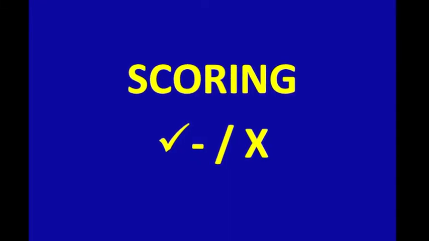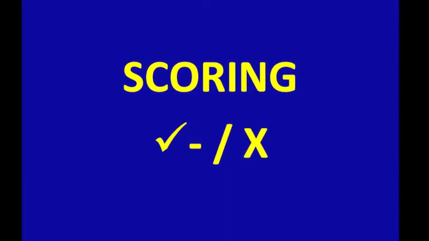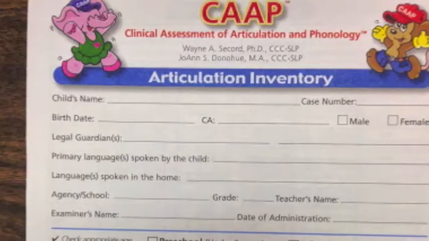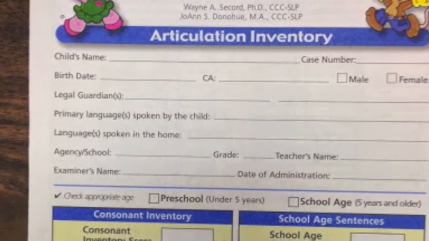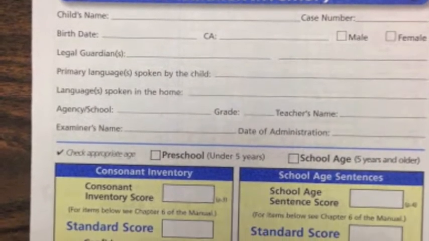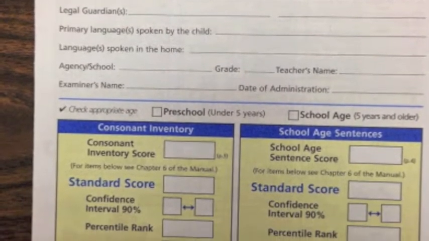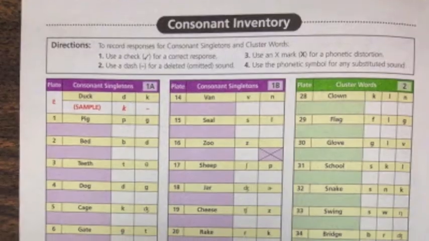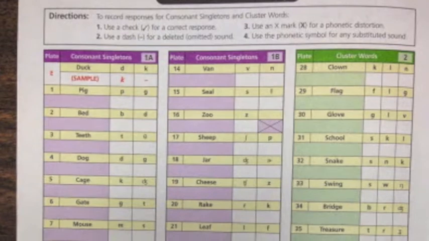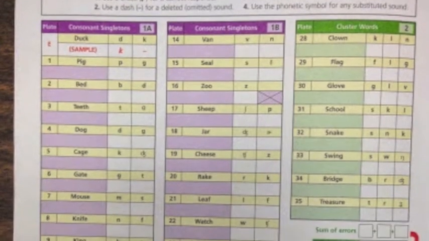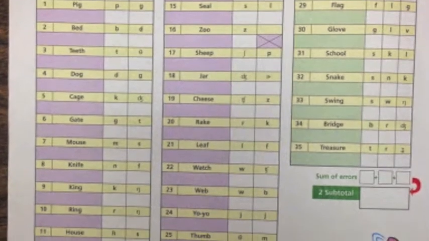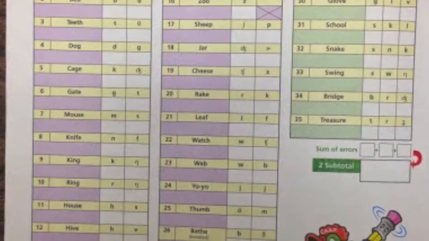Scoring for the CAAP is done using the 4-page CAAP articulation inventory record form and the 6-page phonological process checklist. The first subtest of the CAAP, the consonant inventory, is scored using the articulation inventory record. Correct responses are indicated with a check mark. Omitted or deleted sounds are indicated with a dash or a slash mark. Phonetic distortions are indicated with an X mark. And substitutions are written out using phonetic transcriptions.